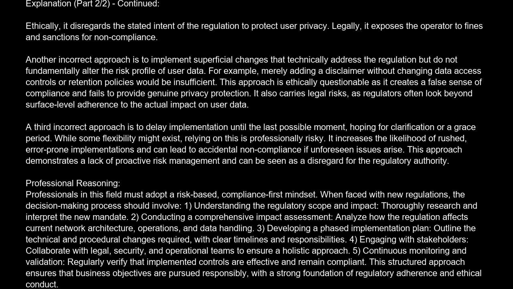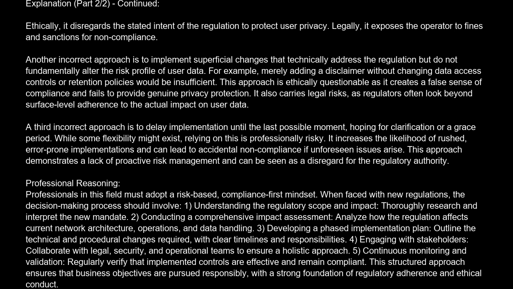Professional reasoning. Professionals in this field must adopt a risk-based, compliance-first mindset. When faced with new regulations, the decision-making process should involve: 1. Understanding the regulatory scope and impact, thoroughly research and interpret the new mandate. 2. Conducting a comprehensive impact assessment, analyze how the regulation affects current network architecture, operations, and data handling. 3. Developing a phased implementation plan, outline the technical and procedural changes required with clear timelines and responsibilities.